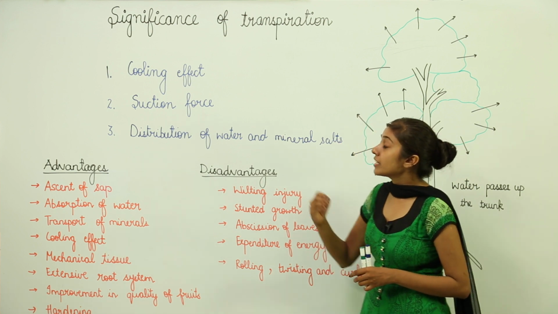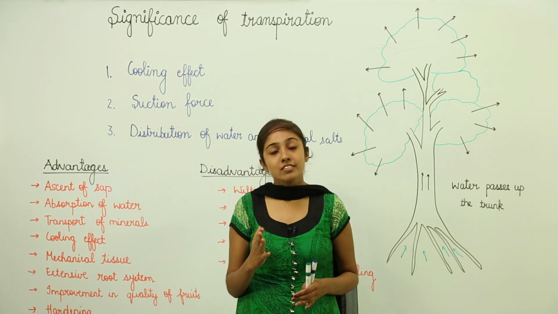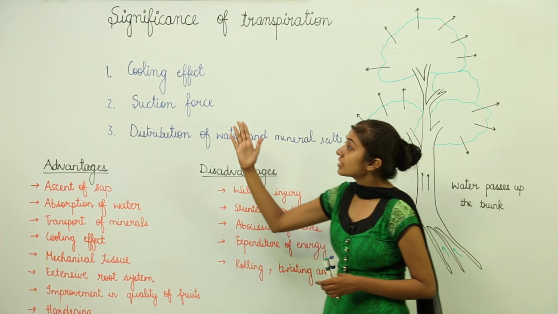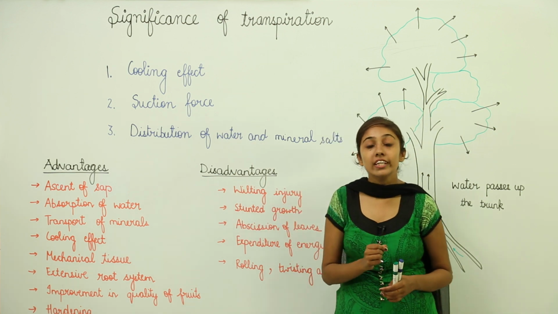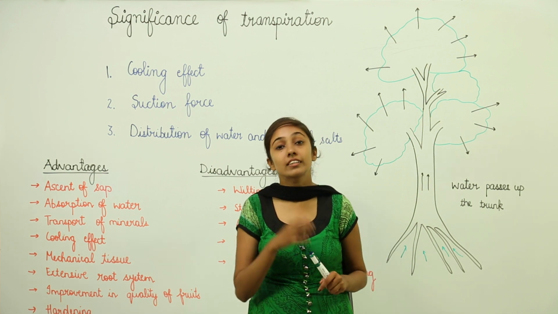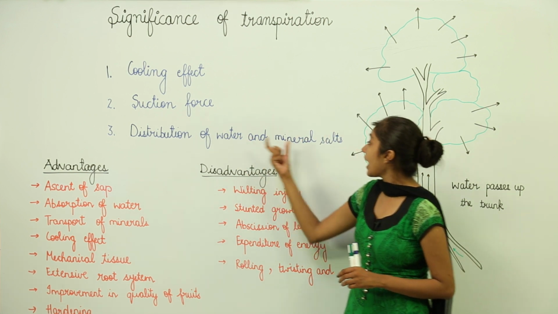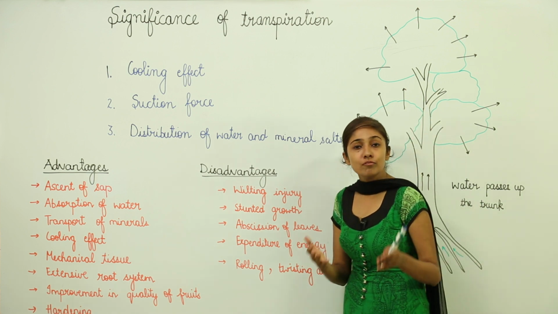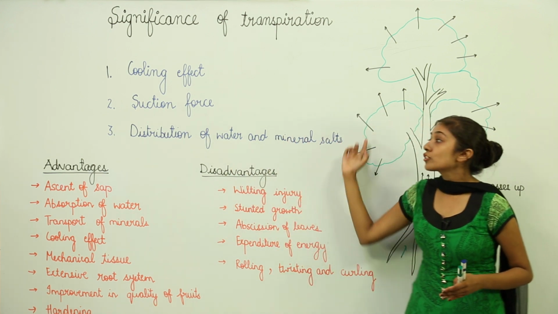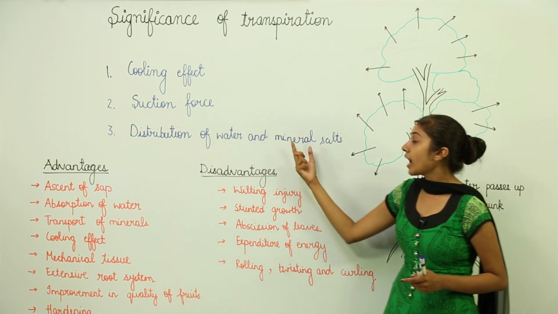Then transpiration helps in the development of the suction force. Now, as the water is lost by the plant, this generates a transpirational pull, right? And that transpirational pull is because of this suction force, and due to this force only the water moves up into the xylem vessels and reaches the other parts of the plant, right. Then this transpiration process helps in the distribution of water and mineral salts. As water moves up the xylem, it also distributes mineral salts with it. So, as a whole, this transpiration process helps in the distribution of water and mineral salts.